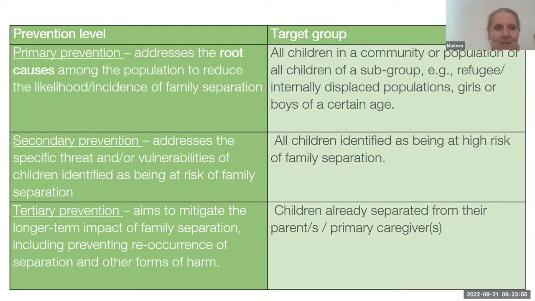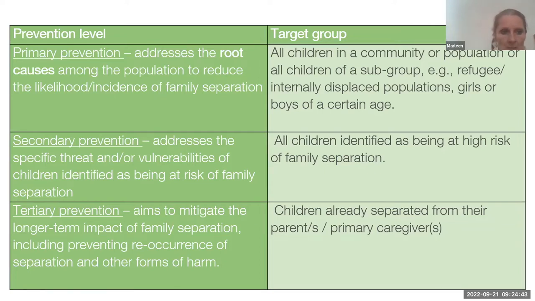So just to explain, I think Hani, of course, went already into the details just in general about different levels. But when it comes to unaccompanied and separated children, primary prevention addresses the root causes among the entire population or specific subgroups in the population, as Hani explained, to reduce the likelihood and incidence of family separation. So in general, these are all children in the community, but it could also be, for example, children in a subgroup. For example, we could specifically think of groups of internally displaced persons or refugees, etc.